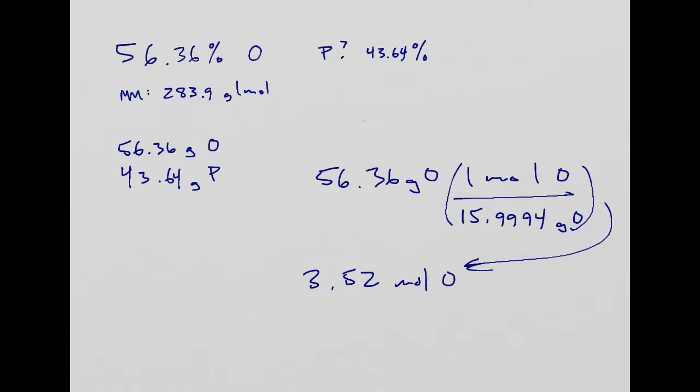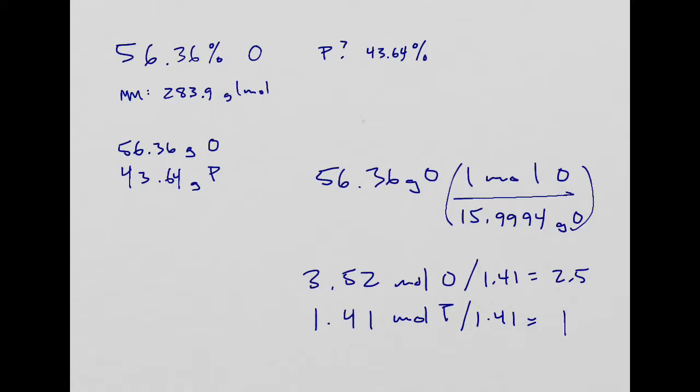If I were to do the same thing for my phosphorus, phosphorus has a different molar mass, it's 30.97. But if I did the same thing with an equivalency for phosphorus, I would find that I'd have 1.41 moles of the phosphorus. So 43.64 grams of phosphorus is 1.41 moles. And then if I went ahead and took this information and divided them both by the lowest mole value, which is the 1.41, I would get the value of 2.5 and 1.